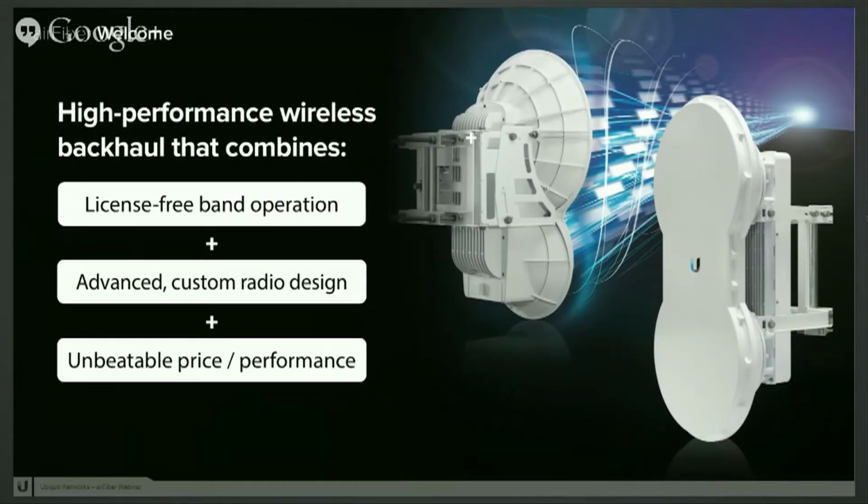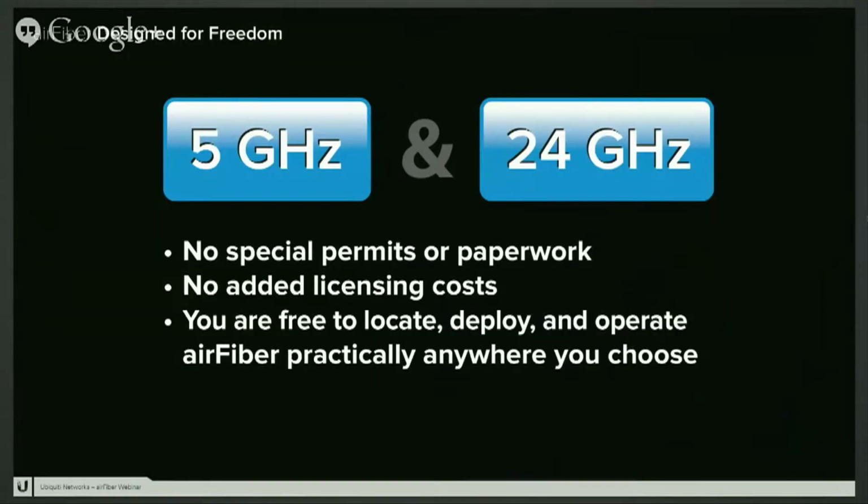All right, so what is AirFiber? Well, AirFiber is high-performance wireless backhaul that combines license-free band operation, advanced custom radio design, and Ubiquiti's unbeatable price to performance. So, what does this all mean? Well, it means that AirFiber is designed for freedom. As you know, we operate in the 5 and 24 gigahertz spectrums, and that means that there are no special permits or paperwork, or no added licensing costs when you deploy. You are free to locate and operate AirFiber practically anywhere you choose.